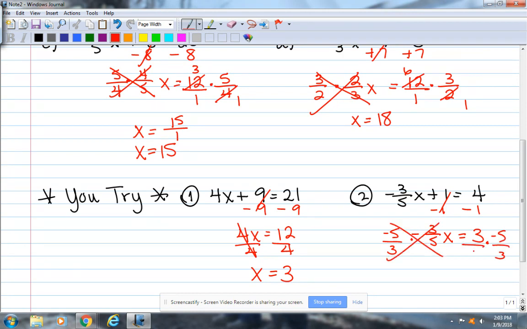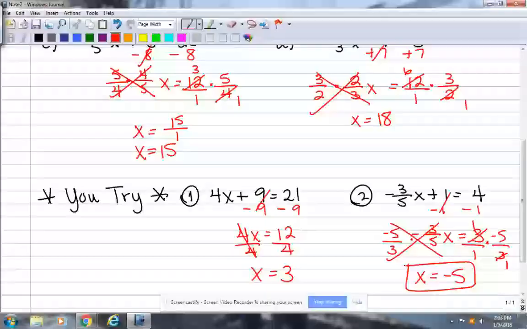And put that 3 over 1. And can I reduce something over there? Yeah, the 3's are both divisible by 3, obviously. So those equal 1. So x equals what? Negative 5 over 1, which is what? Negative 5. Raise your hand if you got x equals negative 5.